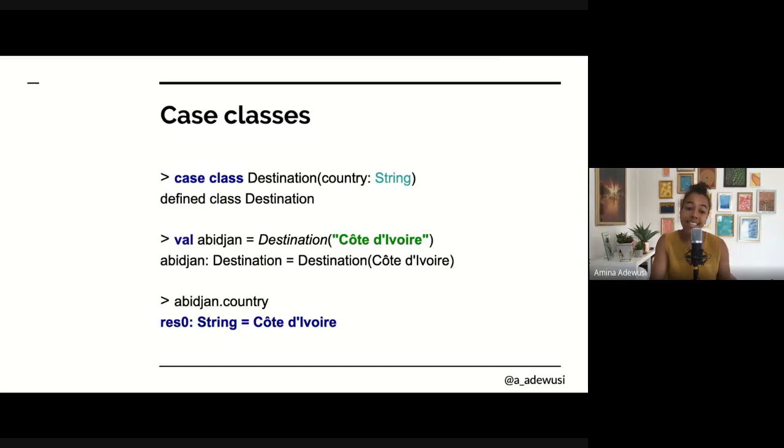Second, case classes come with an apply method already created in their companion objects. So that means that we can instantiate a case class without using the new keyword. When we used a class for our destination, we had to write a few lines of code to create an apply method in our companion object, but we can get this for free with case classes.